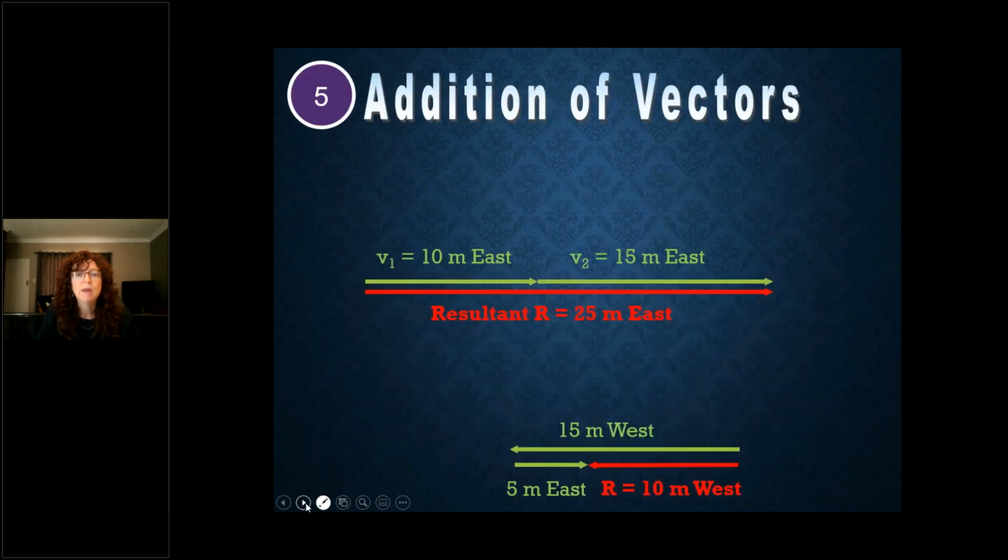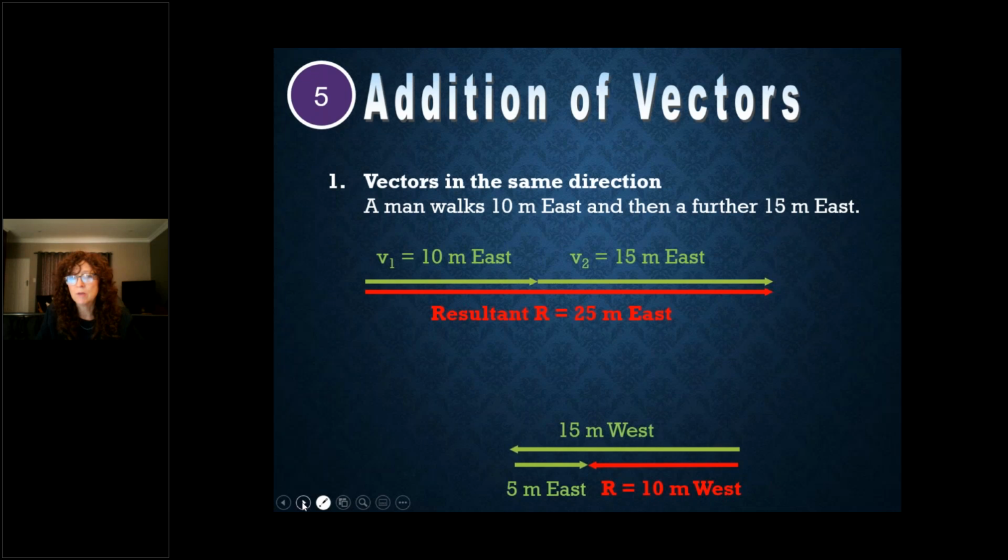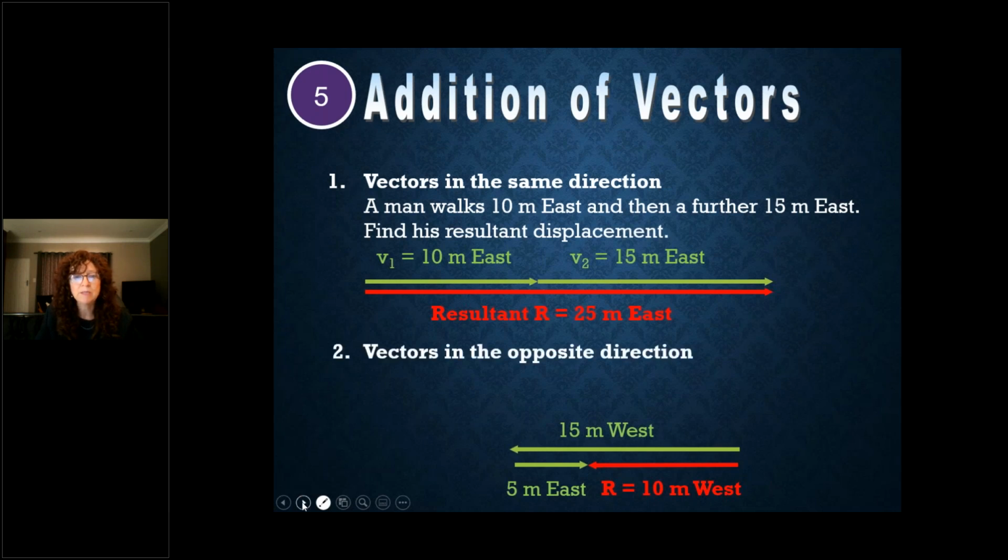Make sure, this is the addition of vectors. Just add them together as we can see here. So your resultant is 25 meter east, that is 15 meter west, 5 meter east, and your resultant will be 10 meters west. So vectors in the same direction, for example, a man walks 10 meter east, and then 15 meter east, you can just add it up. So the resultant displacement will be 25 meters east.